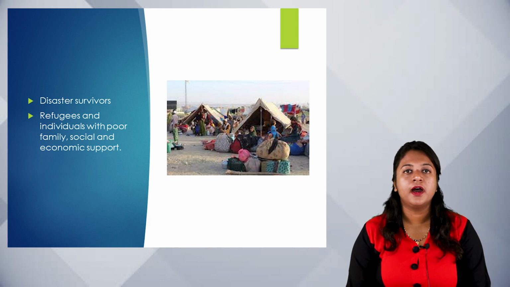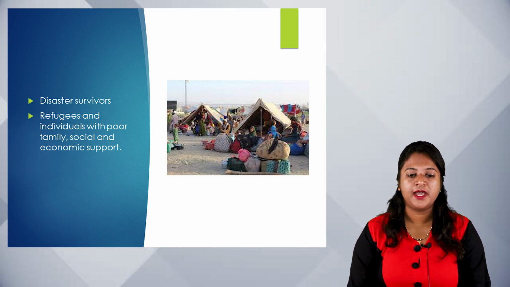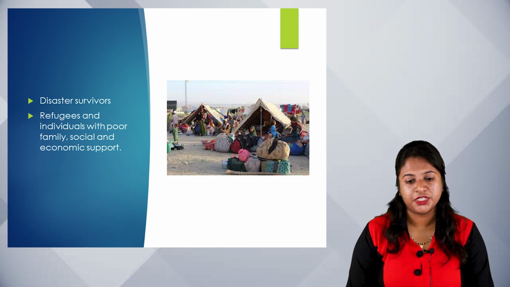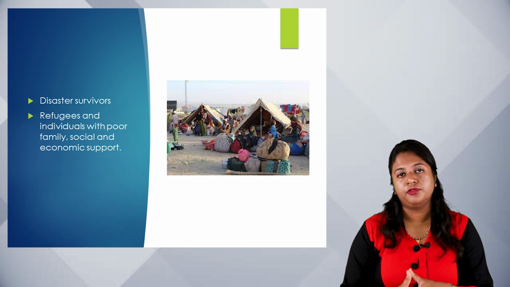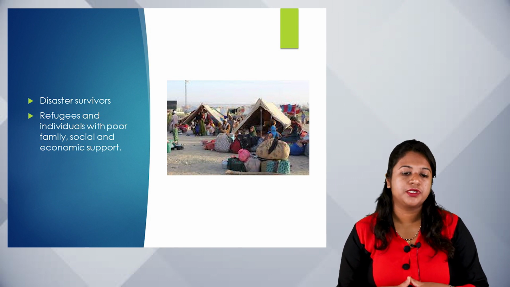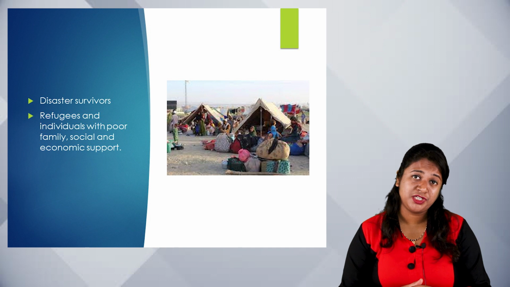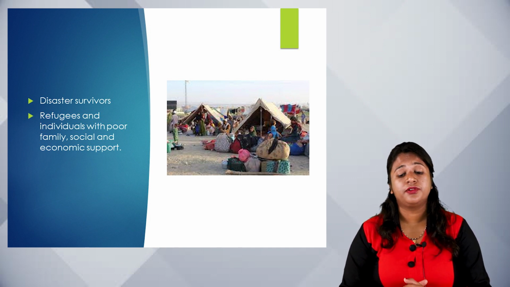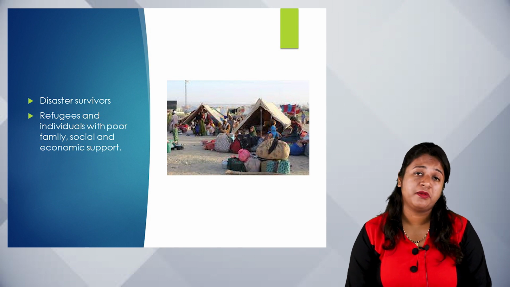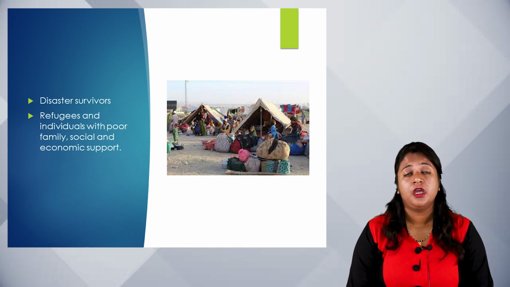Next, we have the refugees and individuals with poor family, social and economic support. People who are living in this marginalized population, who are having a poor family or poverty or poor social and economic support. Such individuals, and refugees who come from other countries to different places, are also at risk of developing mental disorders, maybe because of adjustment problems, because of the financial crisis. So these are the groups who are at risk of developing mental illness.